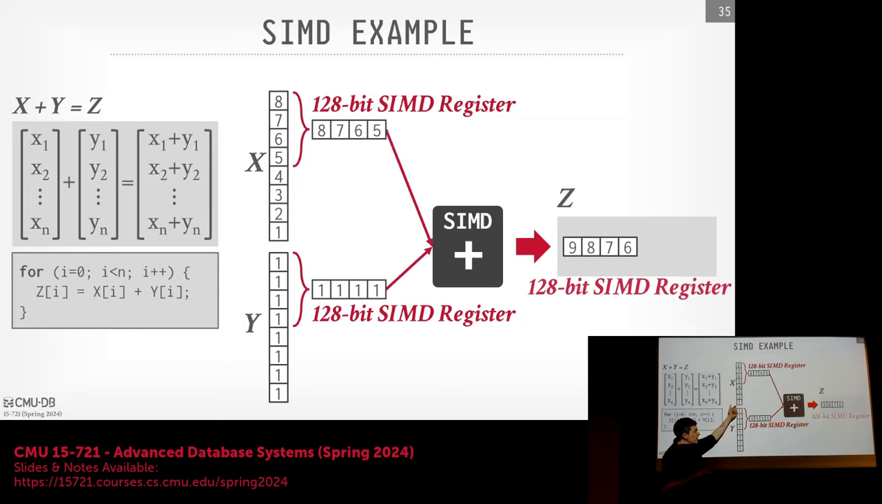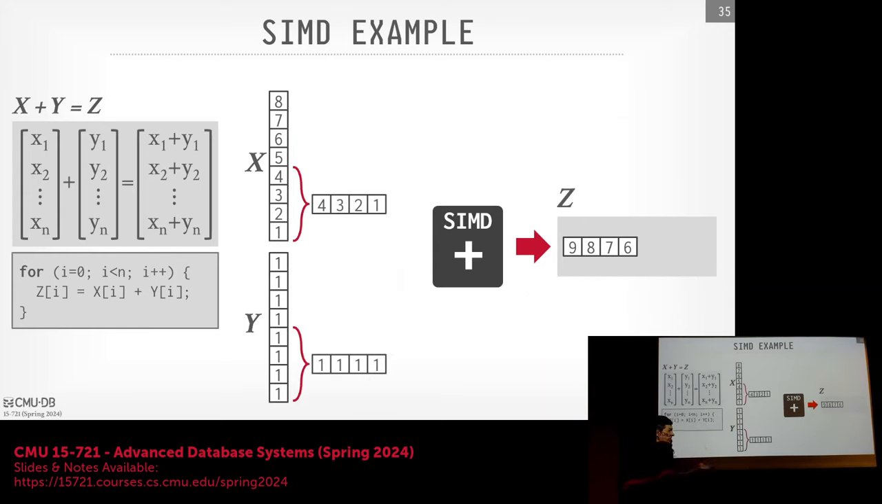So now within a single instruction, the CPU will take this register and that register, add them up, and then write it out to another register. And now that's one instruction. Do the same thing for the next portion of the data. Again, another SIMD instruction to add it up. So what was before, assuming we're just counting the number of addition instructions, 8 instructions to add X and Y together, I can now do in 2.